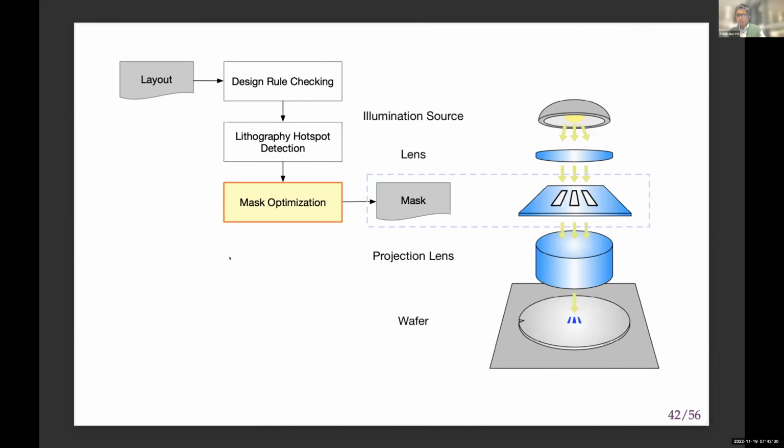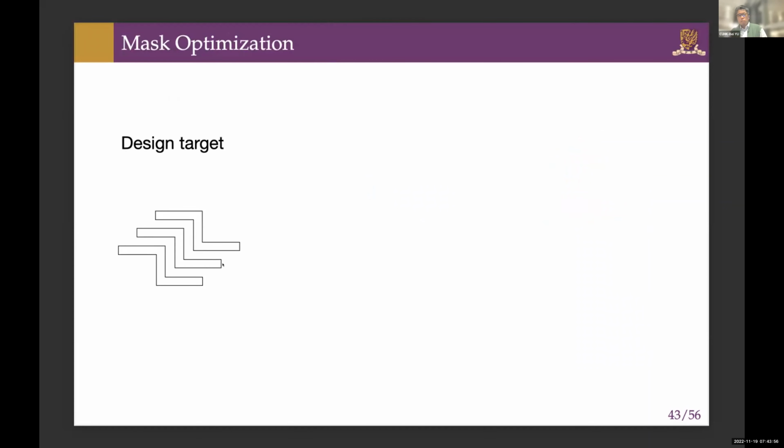This is a stage carried out in the foundry design. Given the layout from the design house, we assume the design has gone through the design rule checking, it's okay. Gone through the hotspot detection, it's okay. Then we need to design a good mask. This mask will be used in the manufacturing process. Okay, the mask is very important because given the design target, essentially we want to print this kind of pattern on the wafer.